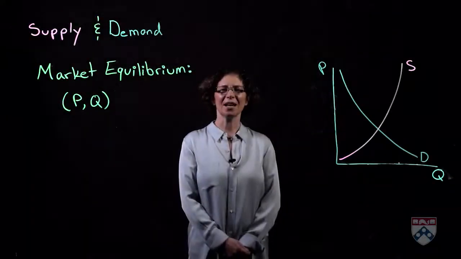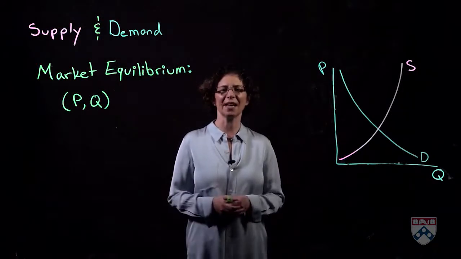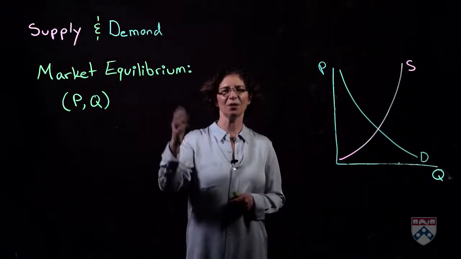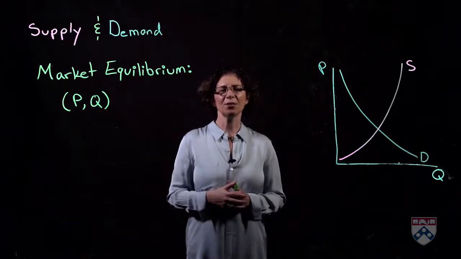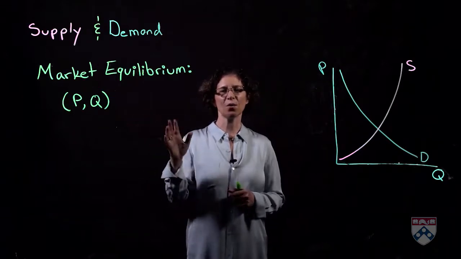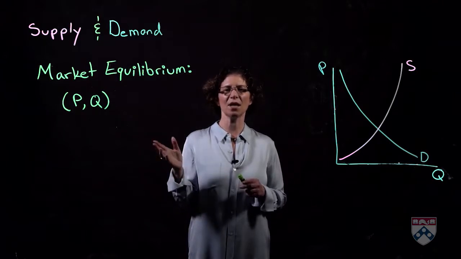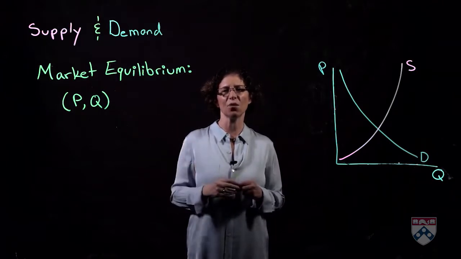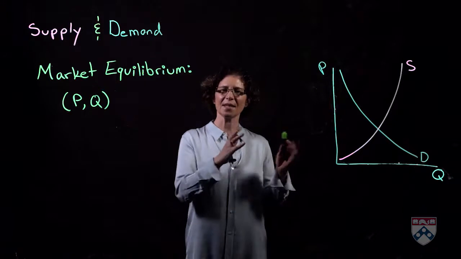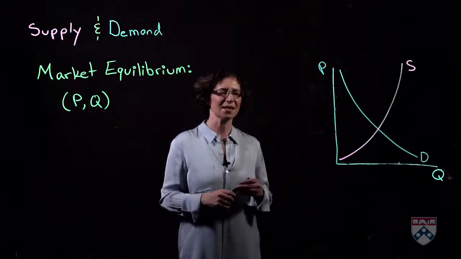We are ready to put our supply and demand curves together and define market equilibrium. So market equilibrium is a price and quantity pair for which, at that price, quantity demanded is equal to quantity supplied. Let's think graphically what we mean in this case.